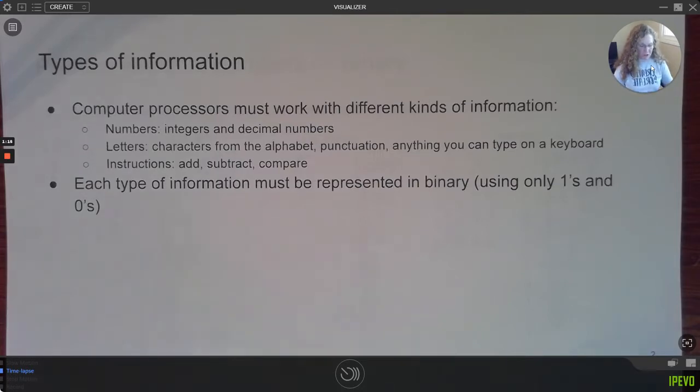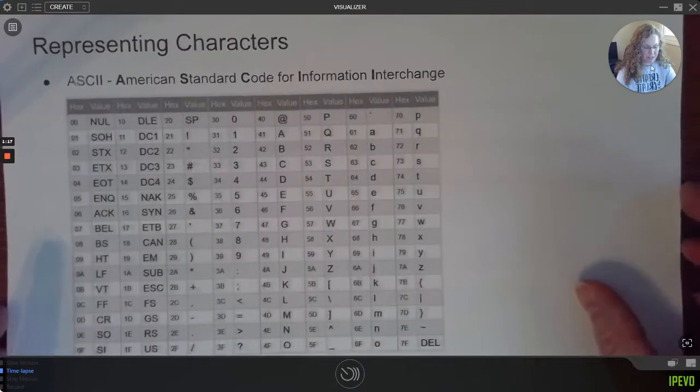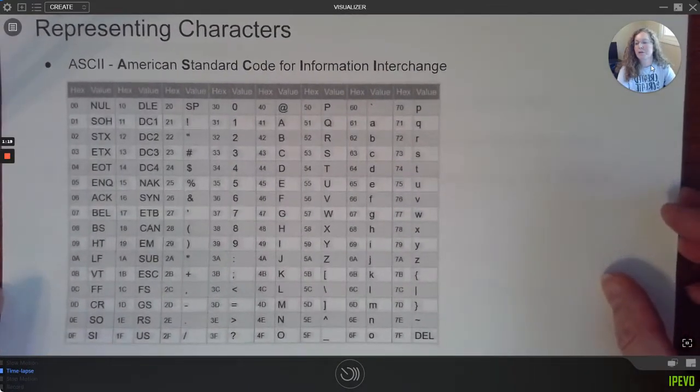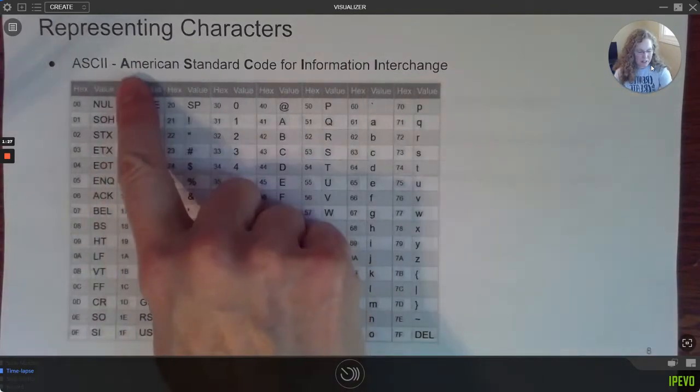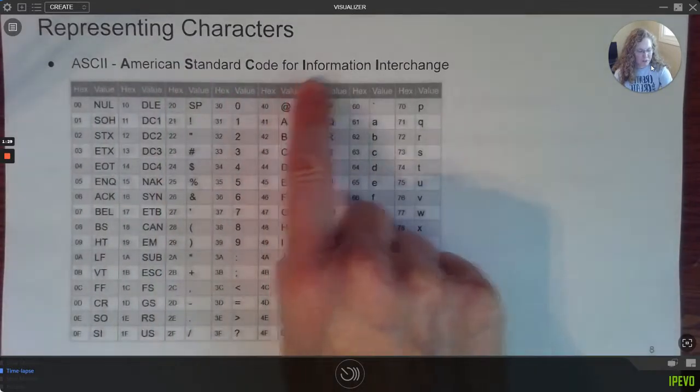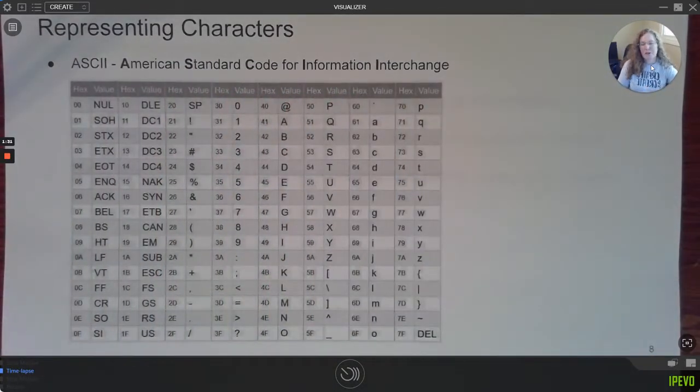Okay, so to represent characters in binary, we use something called the ASCII code or ASCII table. ASCII stands for the American Standard Code for Information Interchange, and we just pronounce it ASCII. It's an acronym. And if you look, this is an ASCII table that tells us the value that the computer uses and what it means.